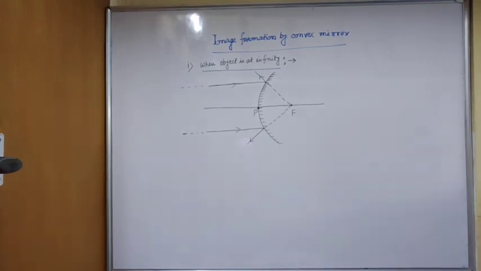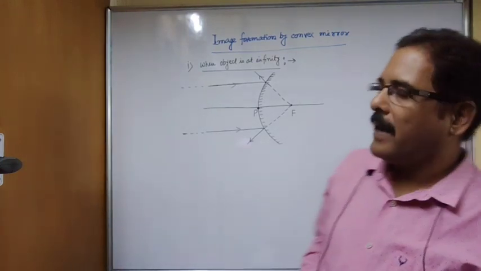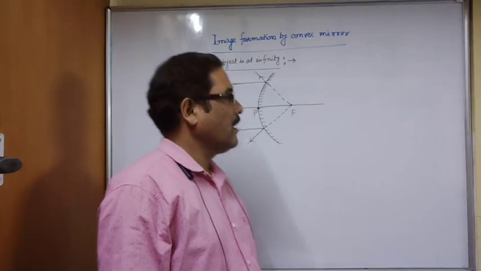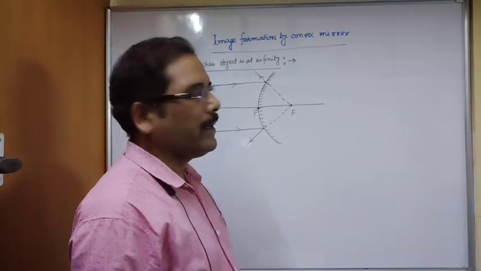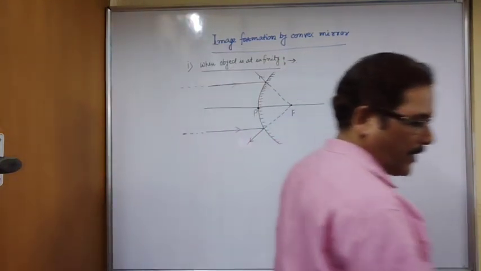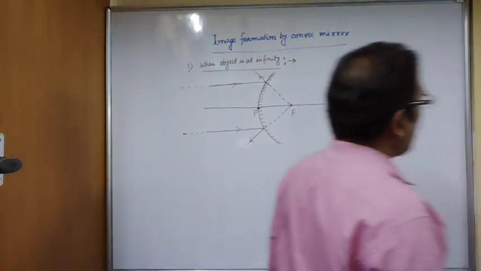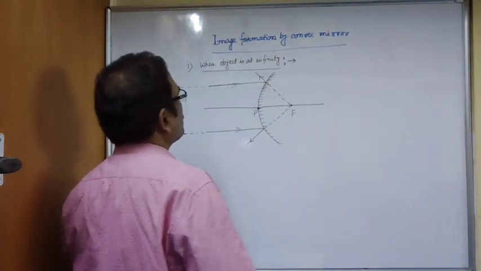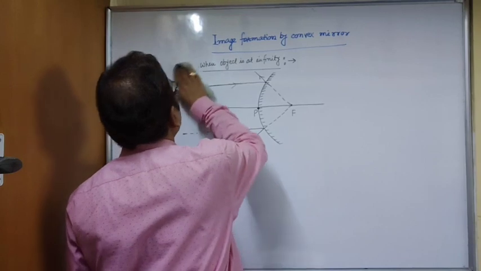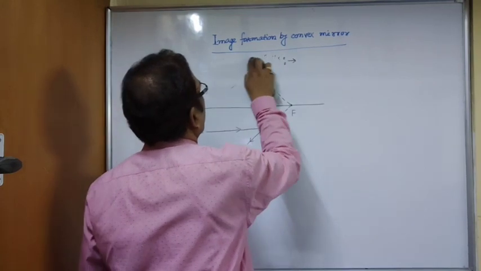Second case is when the object is anywhere between infinity and pole. So it is upon you, anywhere you can place the object. So now we will draw another ray diagram.